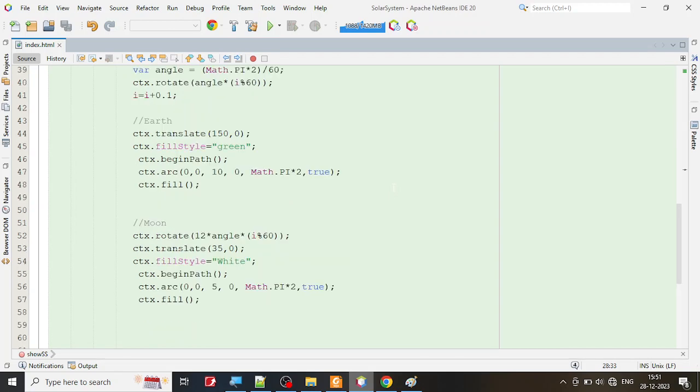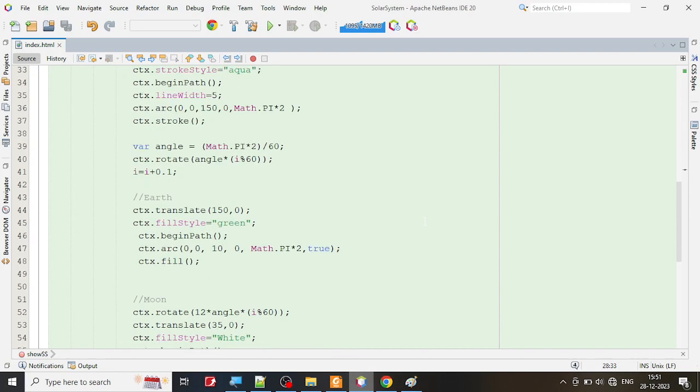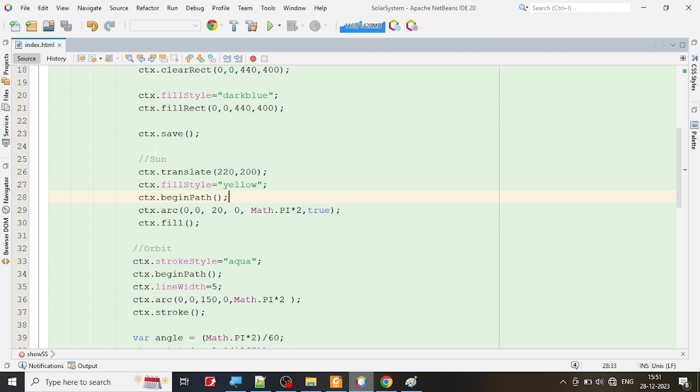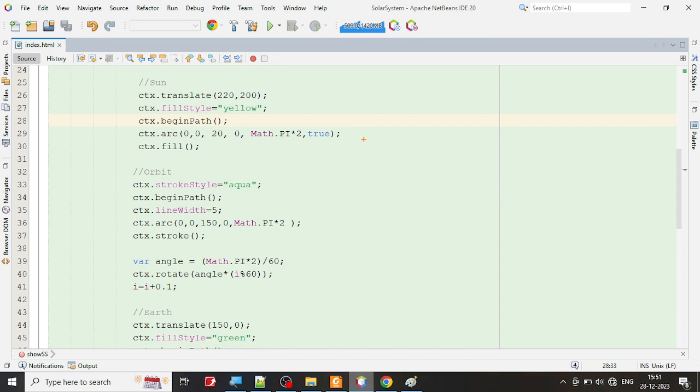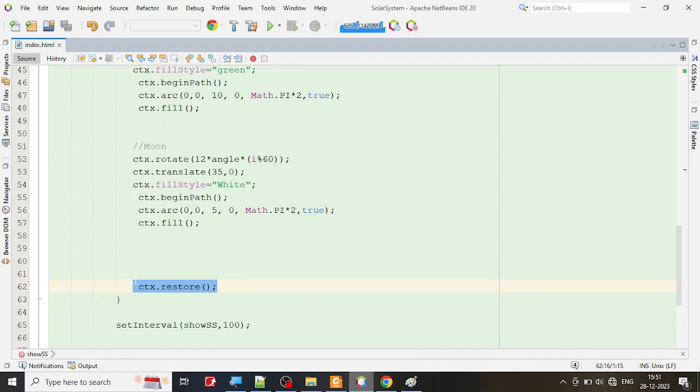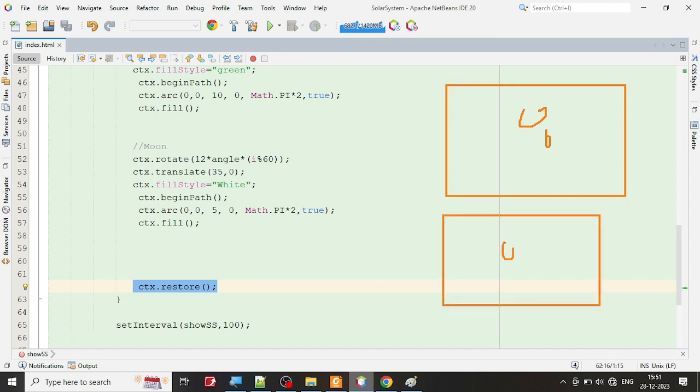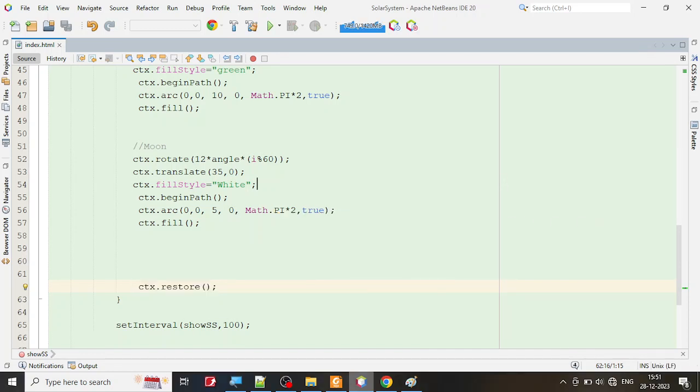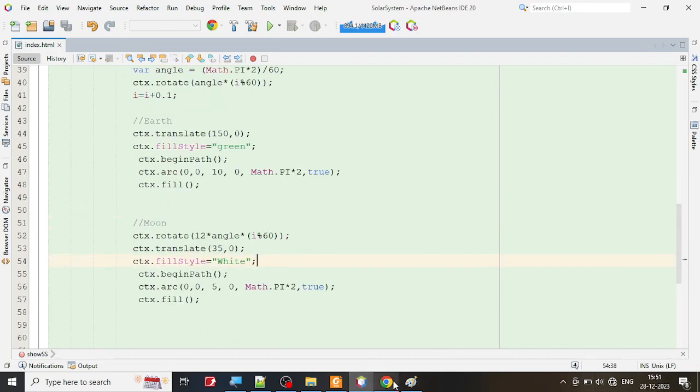So what I'm doing is, I start with the background, I save this background, and then I draw all these things, the sun, moon, earth, whatever. One scene is over, I restore the background. Then I draw sun, moon, and earth again, restore the background again to a blank slate, draw again, and so on. This is how I'm doing it, and this is how you're going to get the whole thing rotated around.